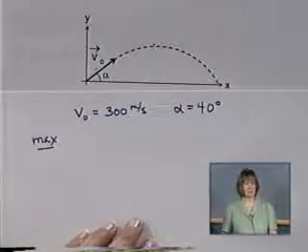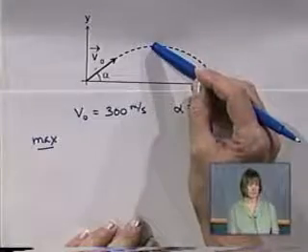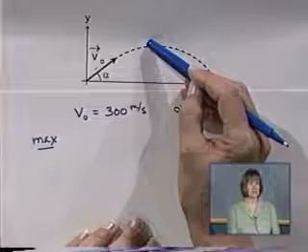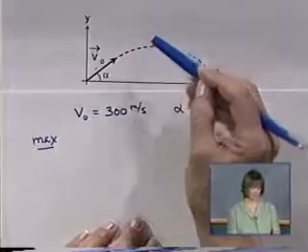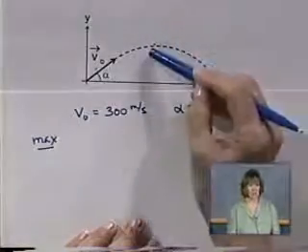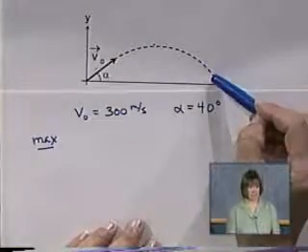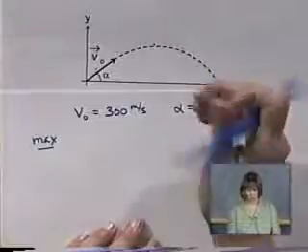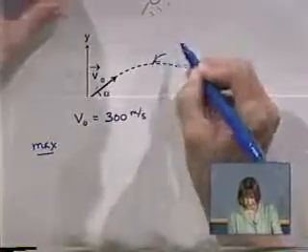What do you know up there? Well, look, from here to here, your y-coordinate is rising, so dy dt is positive. From here to here, your y-coordinate is decreasing, so dy dt is negative. So if dy dt is positive here and negative here, what do you think dy dt is at the top?